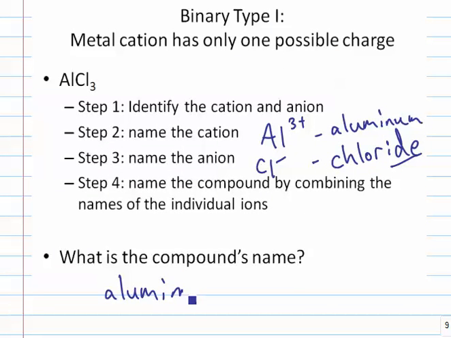aluminum chloride. So we always start with the cation, the aluminum goes first, and then the anion. This is true for our formula as well. We always have the cation before the anion. So these are our type 1 binary ionic compounds.